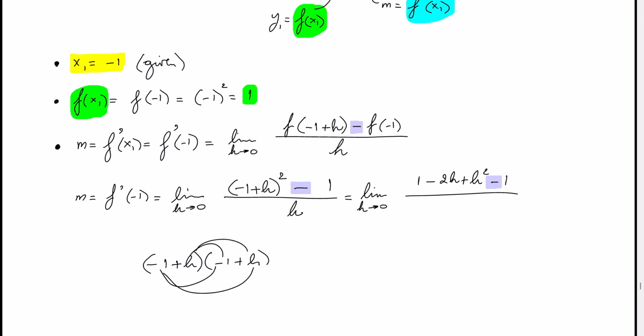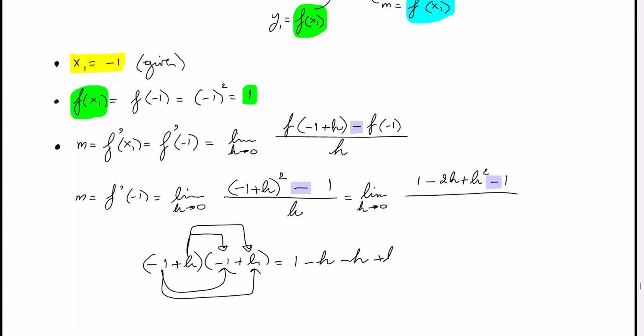Now, let me redo the problem real quick to show you that the FOIL procedure also gives the same answer. -1 times -1 will be +1. -1 times h will be -h. h times -1 is going to be -h again, and h times h is going to be h squared. And that's how I'm getting 1 minus 2h plus h squared, which is what I wrote here at the beginning.